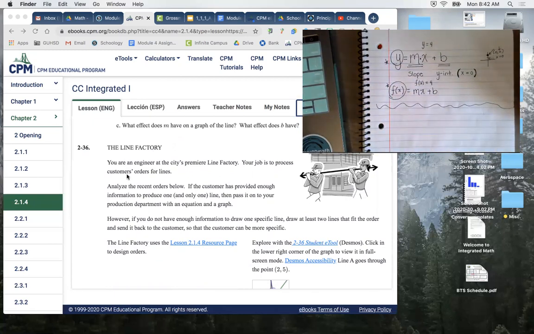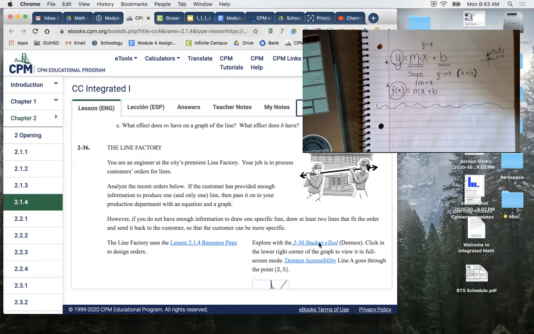Okay, so in this it says you are an engineer at the city's premier line factory. Your job is to process customers' orders for lines. Analyze the recent orders below. If a customer has provided enough information to produce one, and only one line, then pass it on to your production department and write the equation of the graph. However, if you do not have enough information to draw one specific line, draw at least 2 lines that fill the order and send it back to the customer.